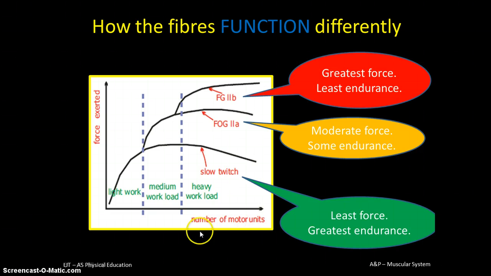And then finally, when we get onto our heavier, more demanding, more powerful workload, our slow oxidative fibres try to help, our fast oxidative glycolytic try to help, but our fast glycolytic motor units would be recruited or called upon to work. And they, as you can see, generate the biggest forces that we can, but they can't do that for very long. So they have high force production, but low endurance capability.